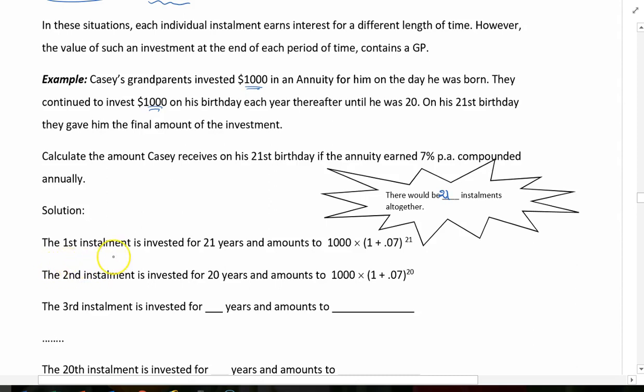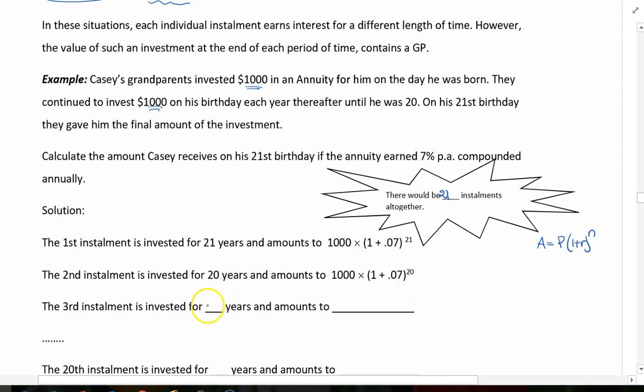So hopefully you can see, just using A is P(1 + R)^n, the compound interest formula. $1,000 is being invested at 0.7%, nothing difficult about that, for 21 periods or 21 years. However, the second installment will only sit there for 20 years.